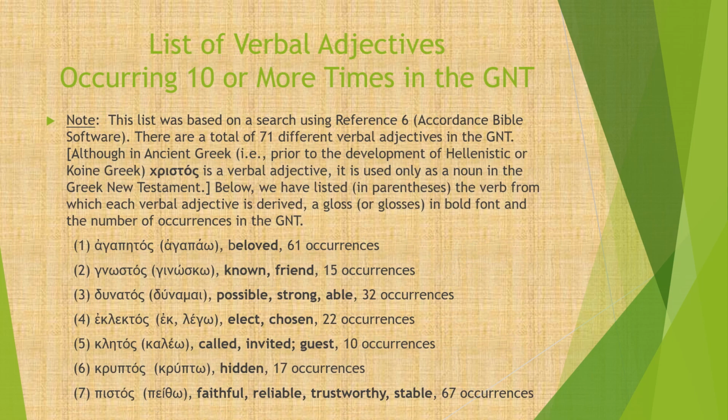Note, this list was based on a search using reference 6, Accordance Bible software. There are a total of 71 different verbal adjectives in the Greek New Testament. Although in ancient Greek, that is to say, prior to the development of Hellenistic or Koine Greek, Christos is a verbal adjective, it is used only as a noun in the Greek New Testament.